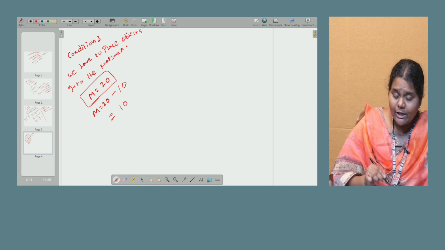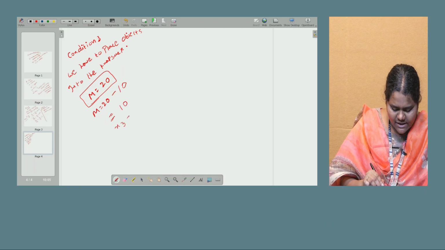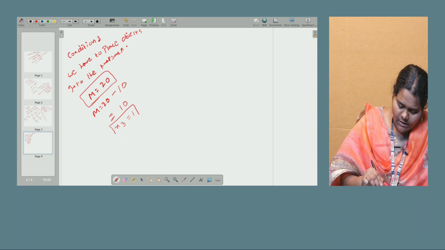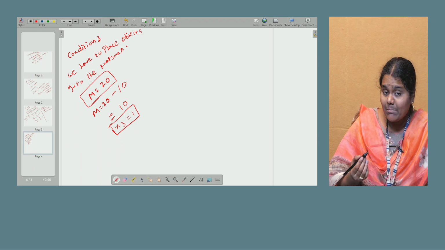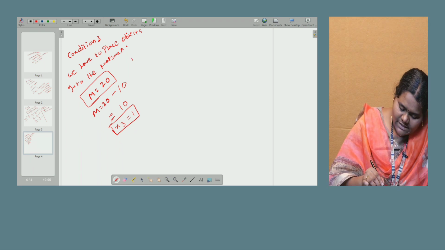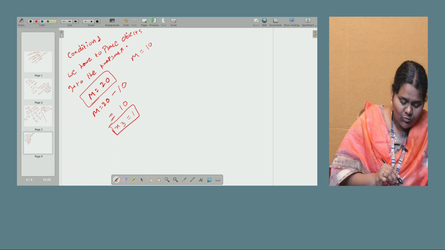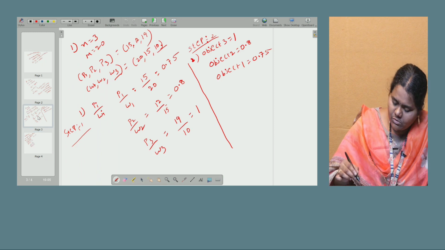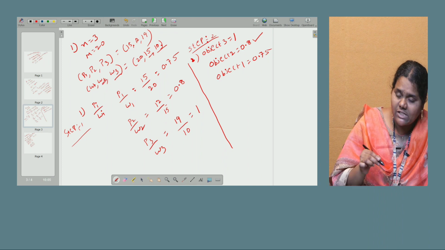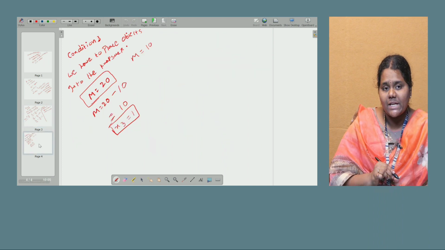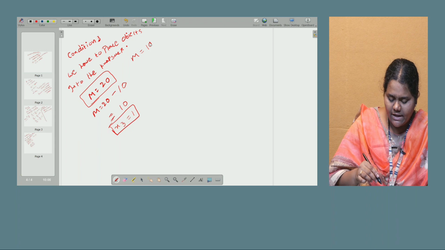So the complete object will be placed into the knapsack. Whenever the complete object is placed into the knapsack, x3 is equal to 1. Now what is the remaining knapsack capacity? Obviously M is equal to 10. What is the weight of object 2? In the descending order, object 2 is the second one. So the weight of object 2 is 15, but the remaining knapsack capacity is only 10.